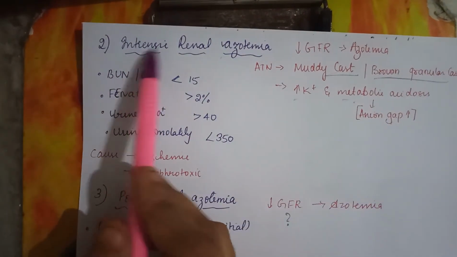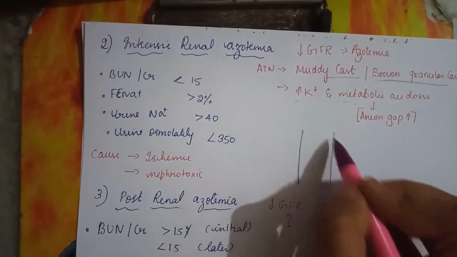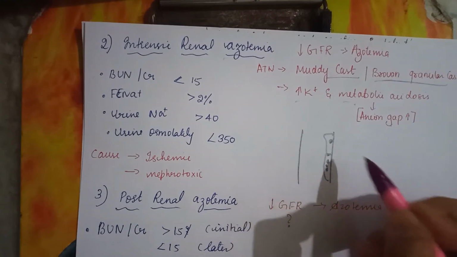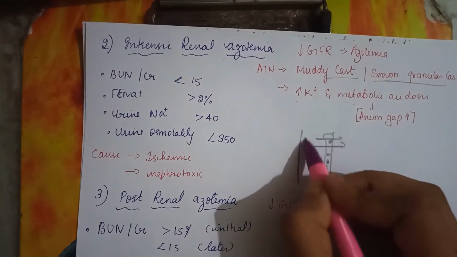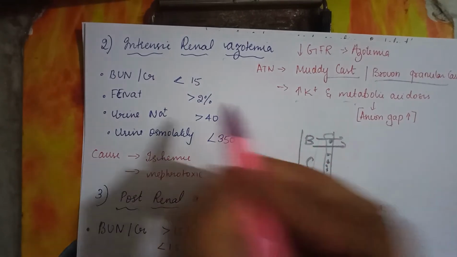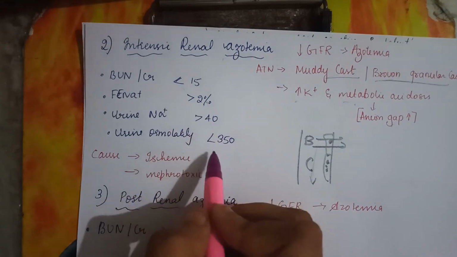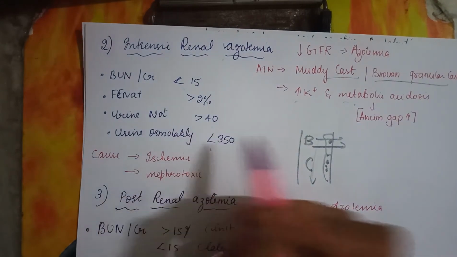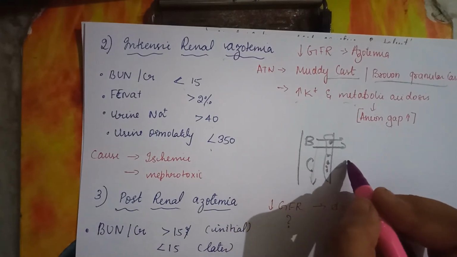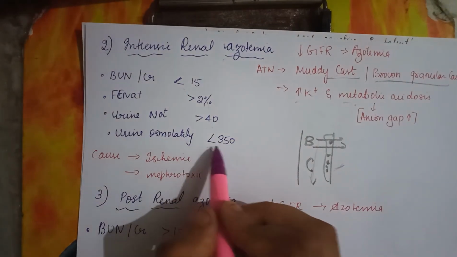When I say intrinsic renal azotemia, as I told you, there is a problem in the tubule. Since there is a problem in the tubule, there is no reabsorption of blood urea nitrogen. Therefore, everything is excreted. Hence, the value is less than 15. Even sodium is lost from the body, and osmolality is less than 350 because there is no reabsorption, or the concentration is very low.